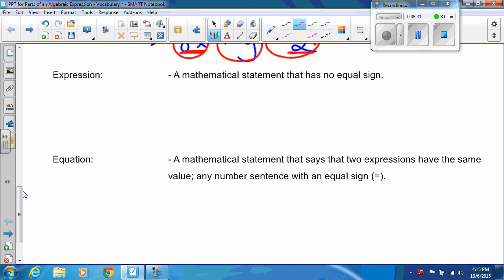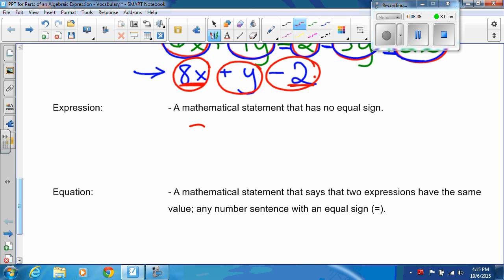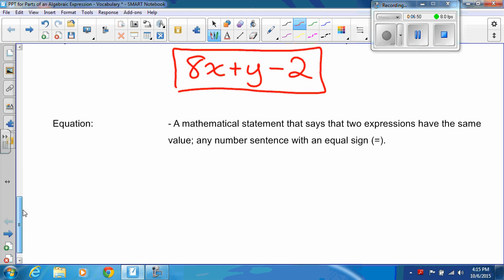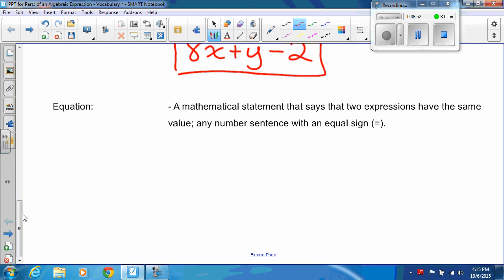You've heard me saying already the word expression. This is a mathematical statement that has no equal sign. Again, if we just go back to this last one, if we had 8x plus y minus 2, this whole thing right here is an expression. There's no equal sign, or even the one we had before that where we were combining our like terms. An equation, obviously, does have an equal sign.